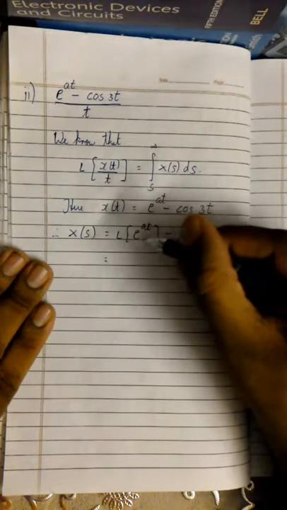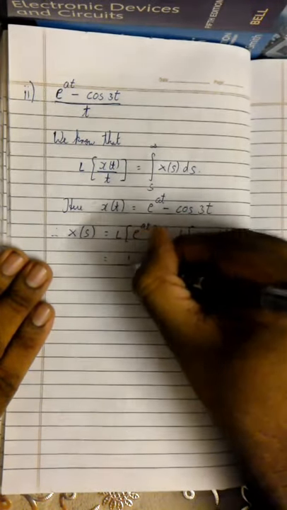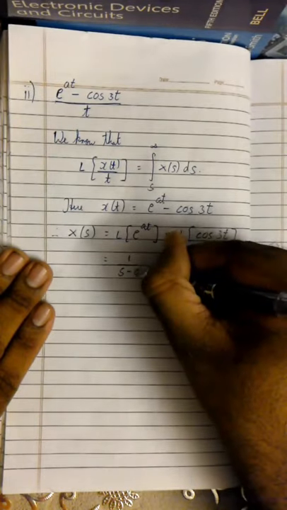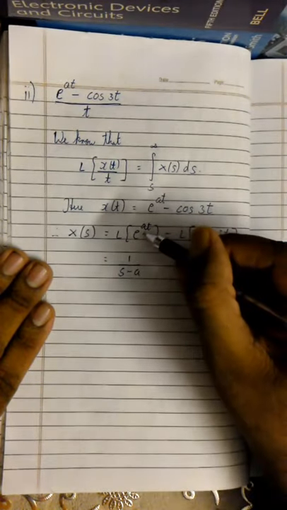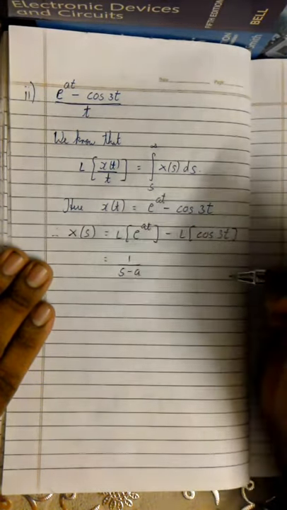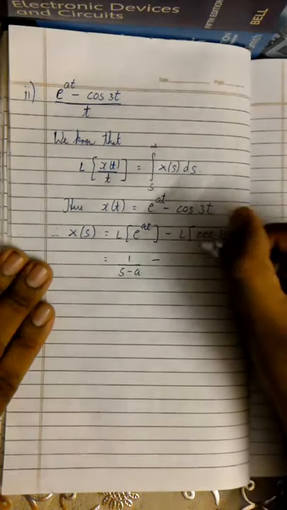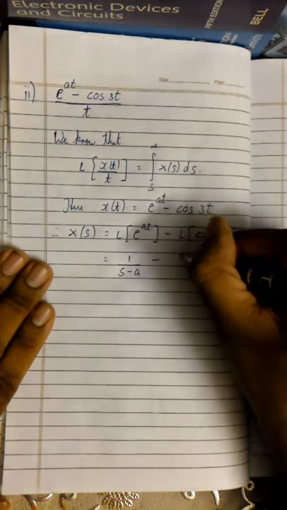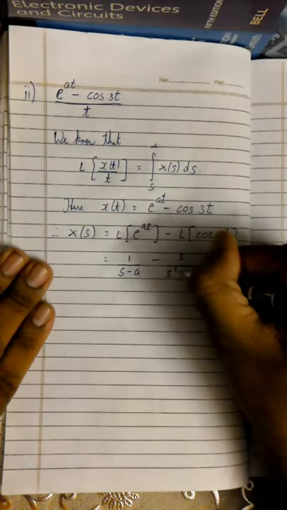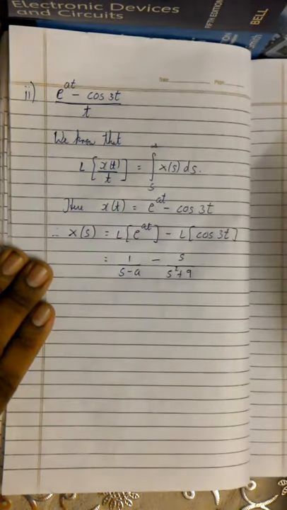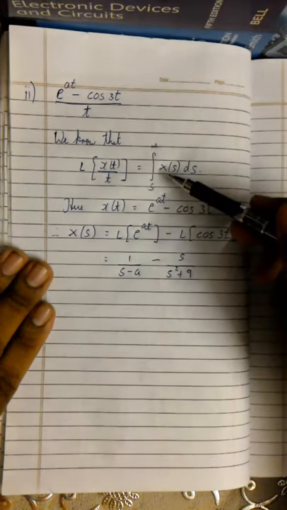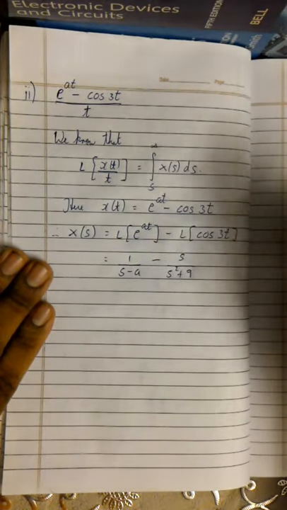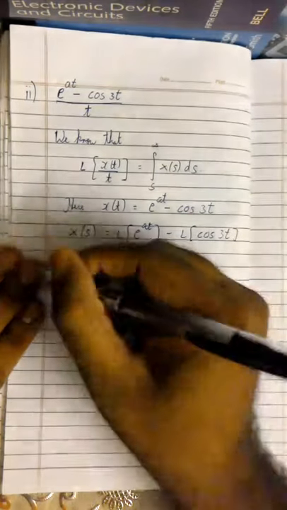So the Laplace transform of e raised to at is 1 by s minus a, because it is e raised to plus at. So 1 by s minus a, minus the Laplace transform of cos 3t, which is s by s square plus 9. All I need to do is simply substitute this in this equation and find the integration. That's all, so you will get the answer.